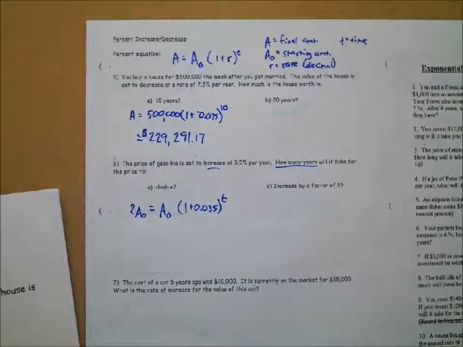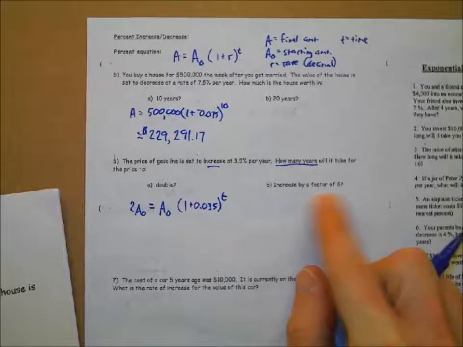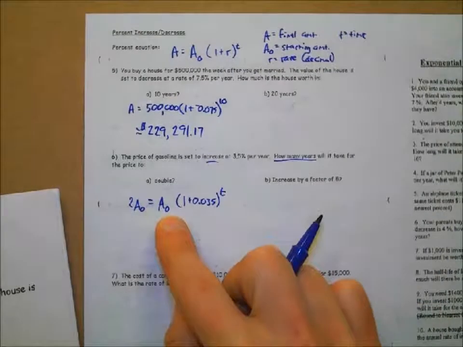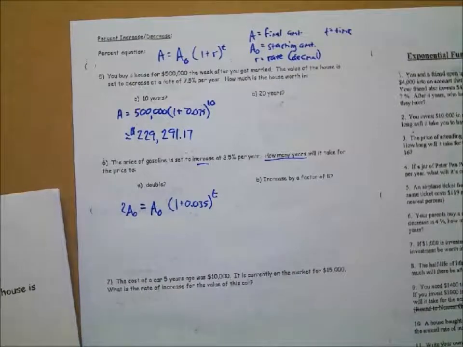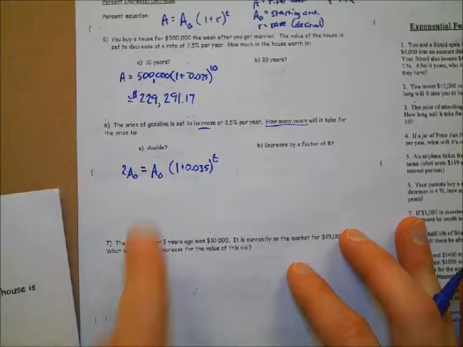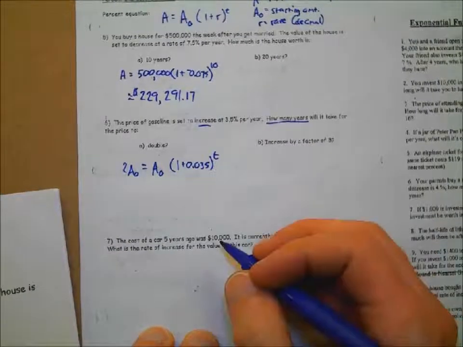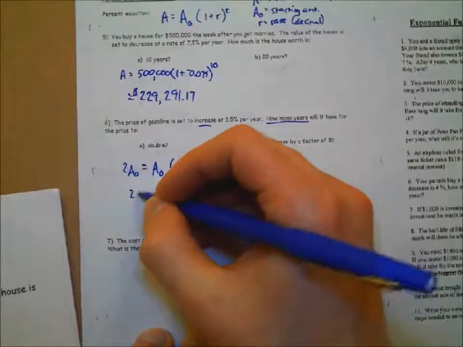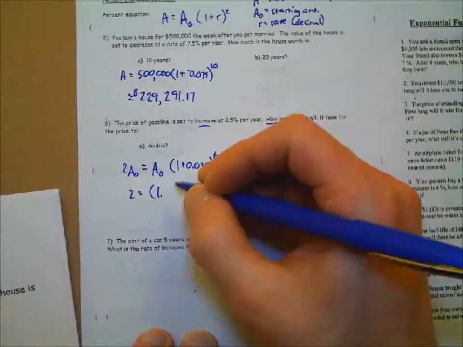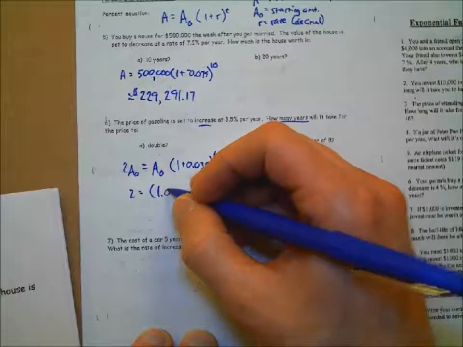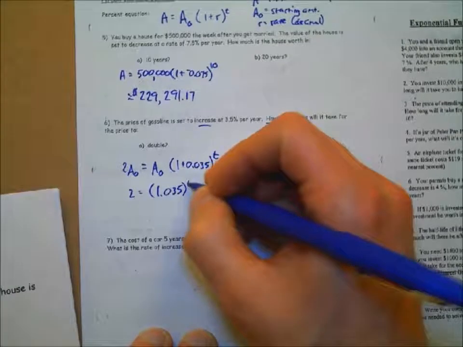Okay, letter B, increased by a factor of 8, then you'd have a sub 0 and 8 times a sub 0 there. So now, when I go to solve here, what's going to happen to the a sub 0s? They're going to cancel because we're going to divide both sides by a sub 0. And so we get 2 equals 1.035 to the t, like that.